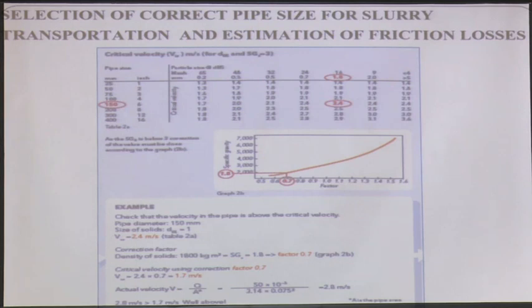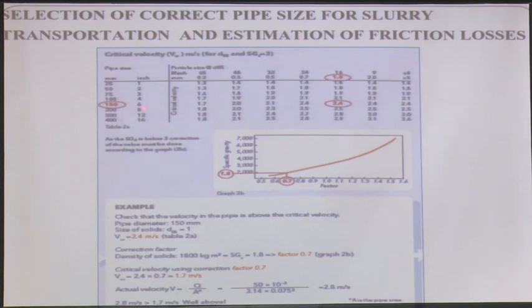Now, this is important: selection of the correct pipe size for slurry transportation and estimation of friction losses. Out of all the things, static head is very simple, anybody can do it, but the problem comes in the calculation of the friction losses. What will you do, how will you do it? So, this is one method.